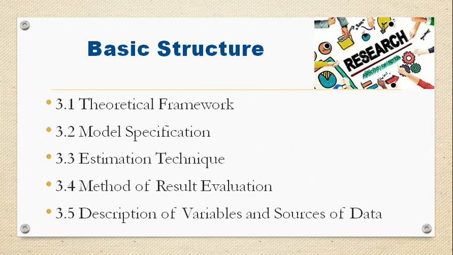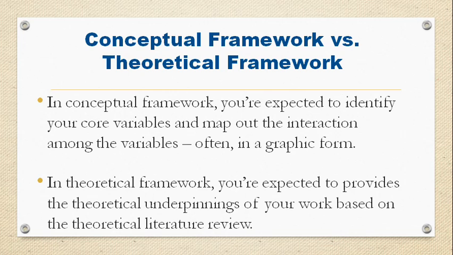In other words, you talk about the theoretical framework, you look at the model specification, you look at the estimation techniques, you look at the method of result evaluation, and then description of the variables and the source of your data. These are the 5 basic structures expected in your research method. We're going to take each of them and discuss briefly, and that will be all in this session. The first one is theoretical framework.